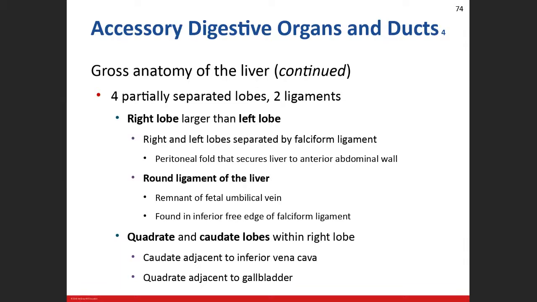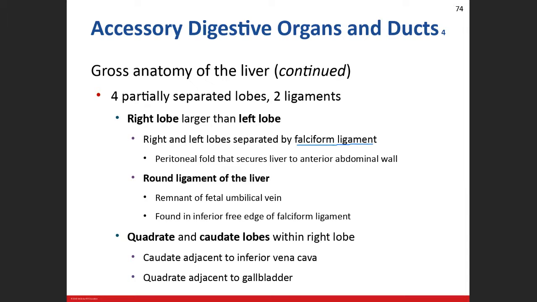Two main lobes to the liver. There's actually 4 lobes, but 2 main lobes: the right lobe and the left lobe. The right is the larger of the two, and then there are 2 smaller lobes that are part of the right lobe, the quadrate and the caudate lobes. We'll discuss those in a second. The left and right lobes are separated by the falciform ligament, the ligament that attaches the liver to the anterior portion of the abdominal wall.